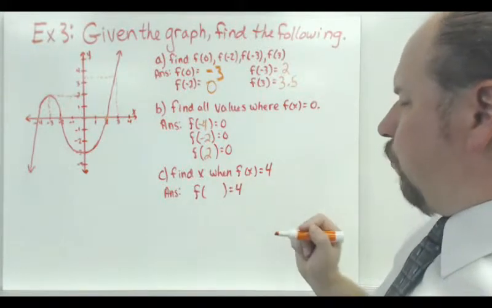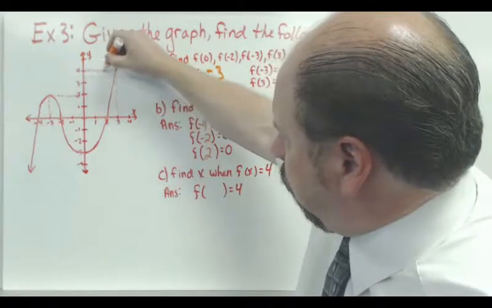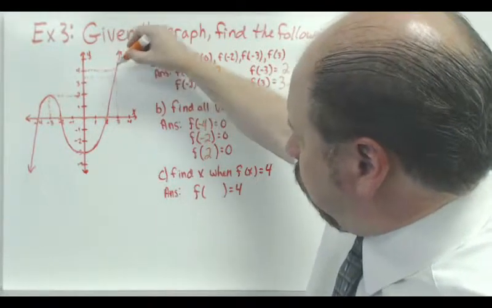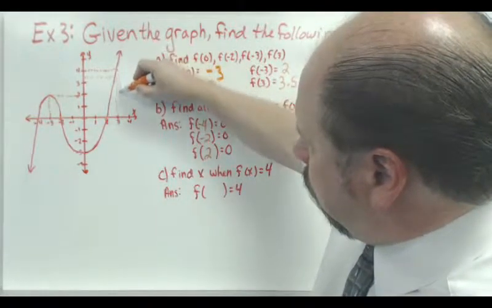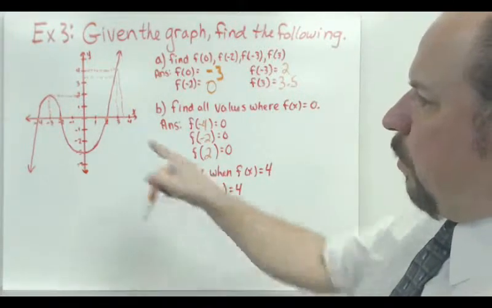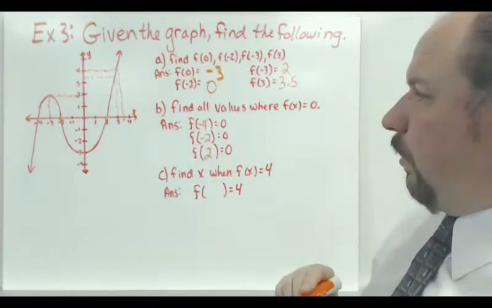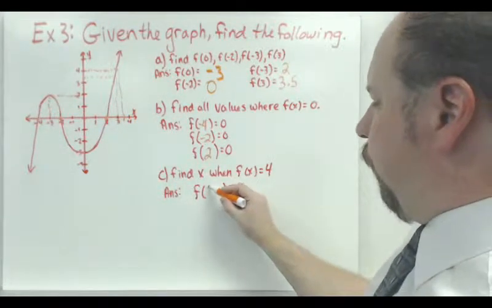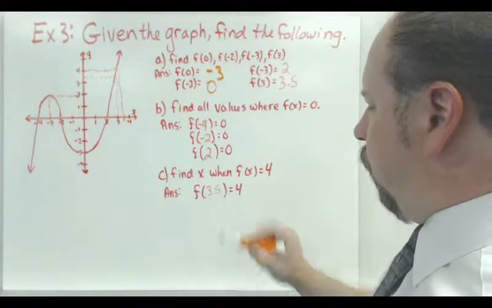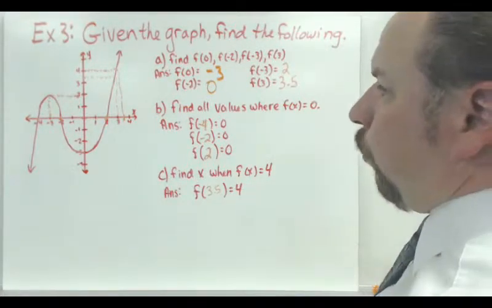Okay, find x when f of x equals 4. So this time we need to go over here to y equals 4, go on over, and then follow it on down. And it looks like it is about 3.5 in the x direction. So f of 3.5 equals about 4. Okay, we'll do one more example here.